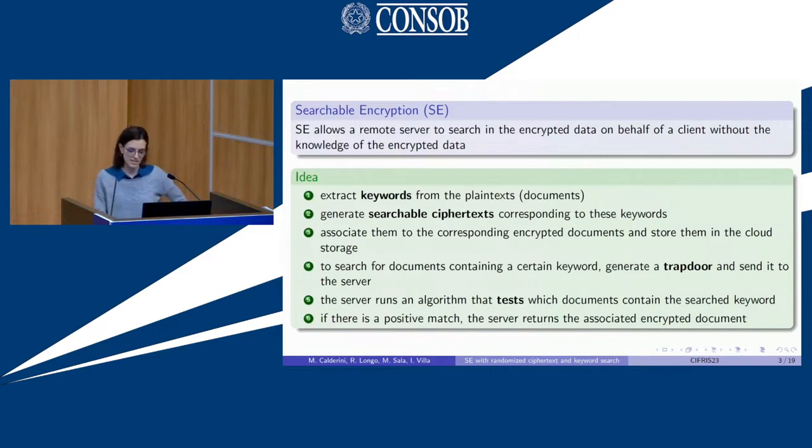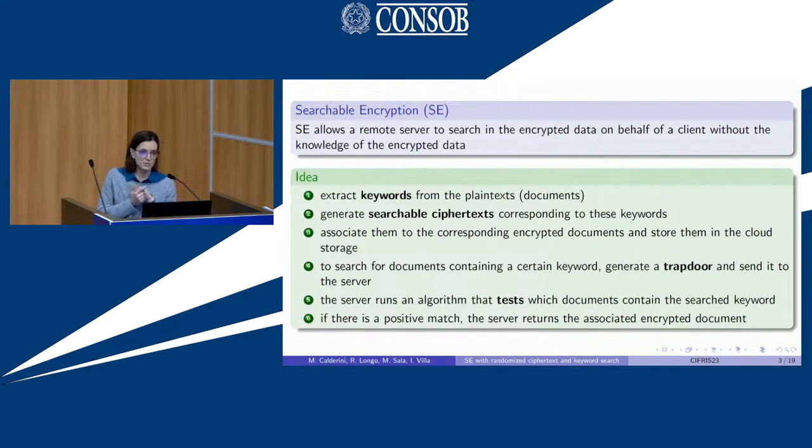So what's the idea, or how is this achieved? We have our documents. From our documents, we extract some keywords that characterize the document. And then using a searchable encryption scheme, we encrypt these keywords, so we produce some searchable ciphertext. Then we associate this searchable ciphertext with the encryption of our document, and then we store this in the cloud.